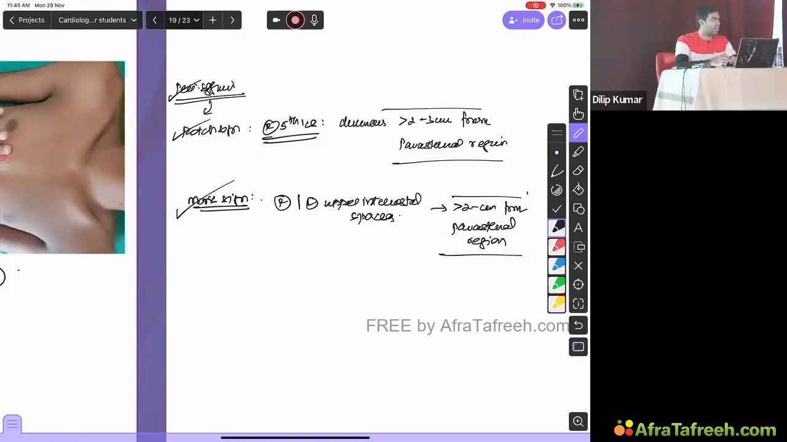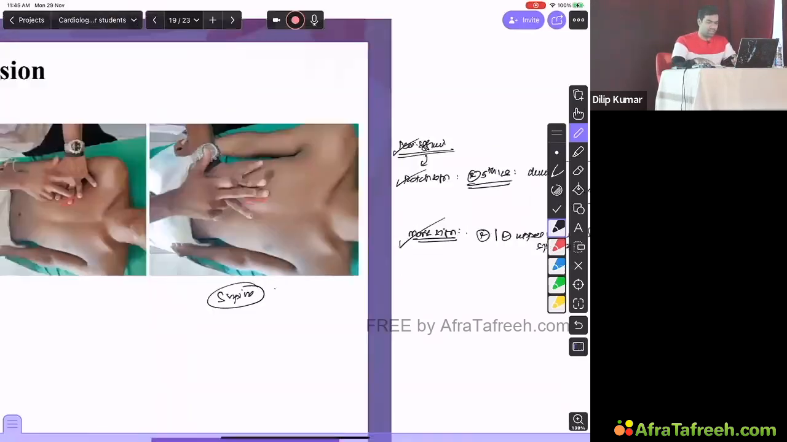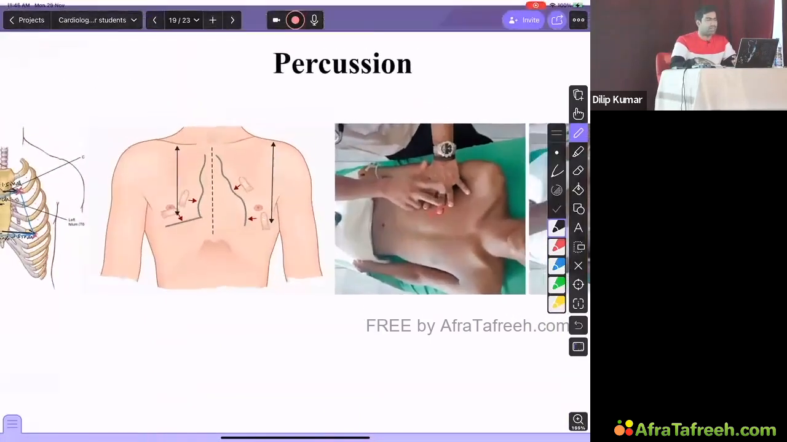Are you understanding or not? Okay, that's all. So this is all about your percussion. Whenever they talk about percussion, the relevance is only with pericardial effusion. Whenever you talk about pericardial effusion, only two signs should be noted. One is called Morris sign and the second is Rotch sign. That's all.